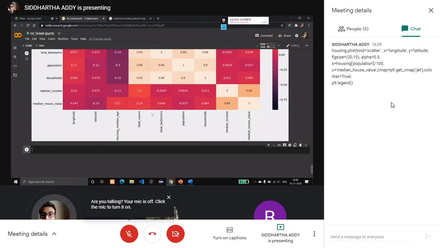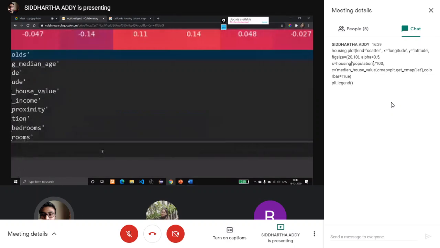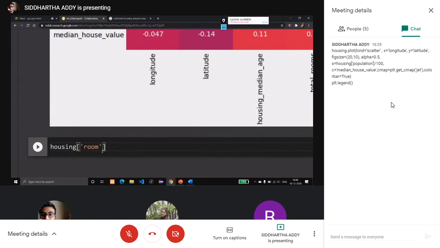Since these rooms, bedrooms and populations are not very correlated with the data, I'm going to use only these 3. Let me zoom in. I'm going to make a column known as rooms per household. I'm going to use the household column and the rooms column, and divide them with each other.